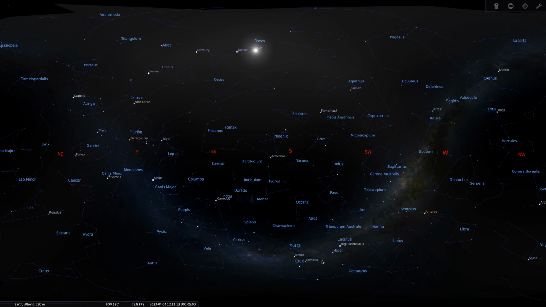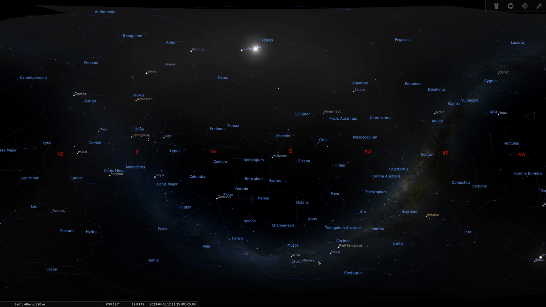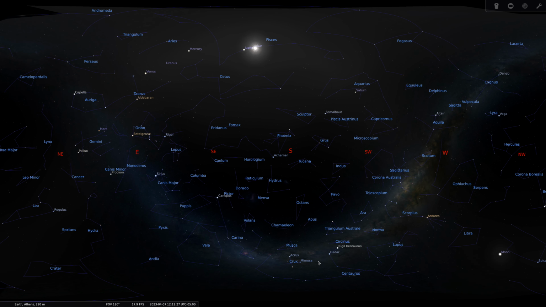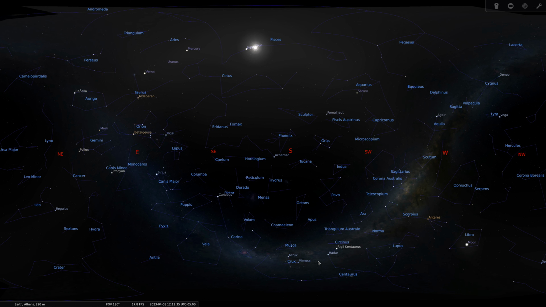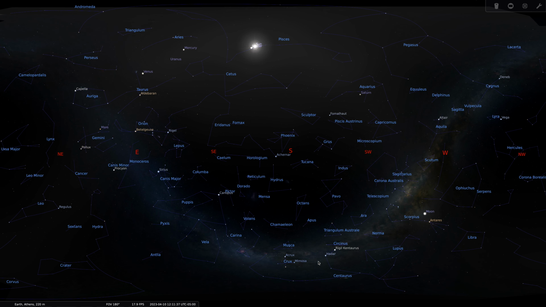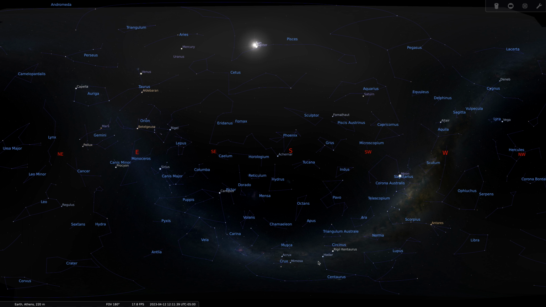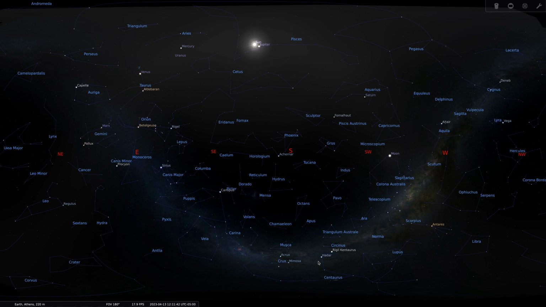Here we are at midday. You can see the sun in the sky. Now, let's advance by 1 solar day at a time. So, 1 solar day is 24 hours. It's the time it takes for the sun to be in the same position in the sky again. So it's directly overhead. You can see the sun is changing its position relative to the background stars.